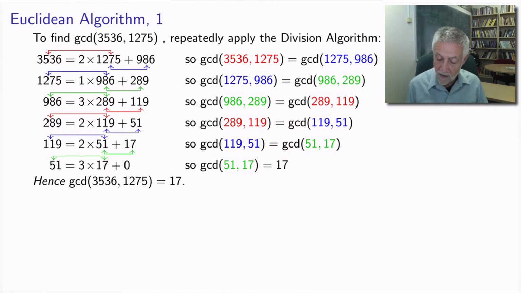Now we just go back up. The greatest common divisor of that is 17, so hence of that is 17. The greatest common divisor of that is 17, and hence the greatest common divisor there is 17, all the way up until we see the greatest common divisor of the original pair is 17.